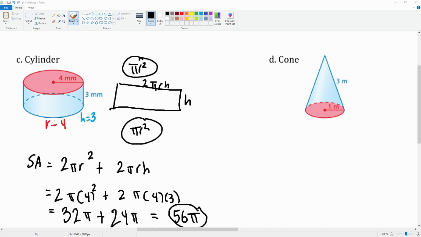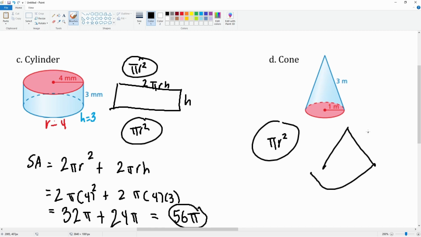All right, now let's look at the cone. The cone can be broken up into the circle part, which is going to be pi r squared. And then it's broken up into this piece, which is just the sector, which is here. We can use L as slant height. That is going to be defined as pi RL. So R equals 1, slant height L is equal to 3.